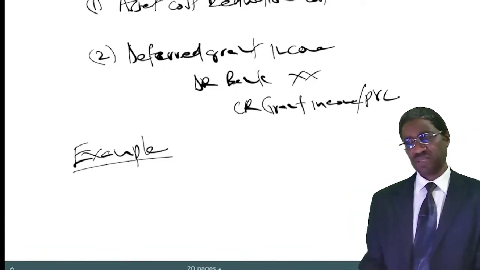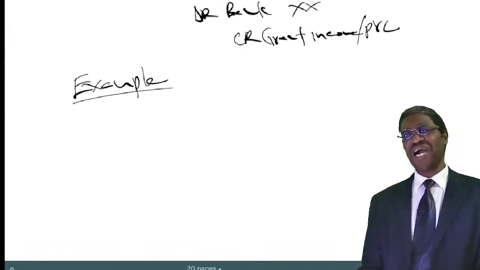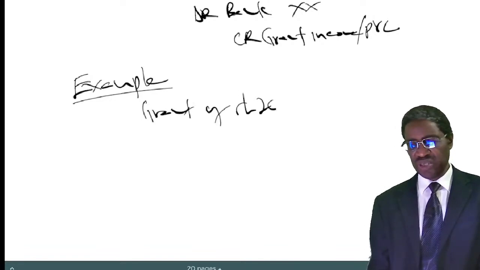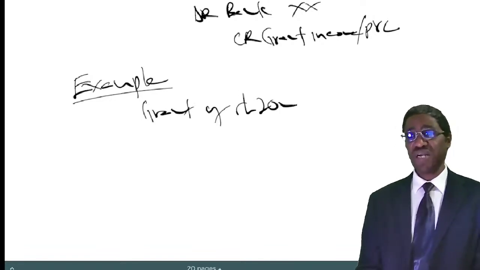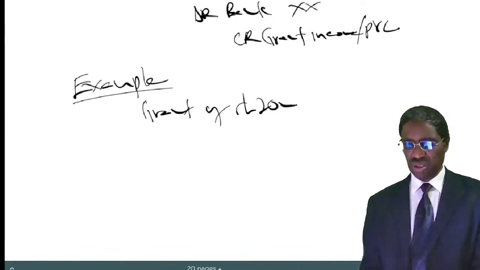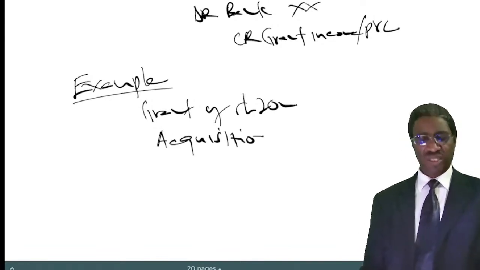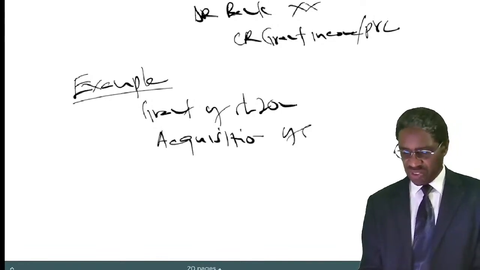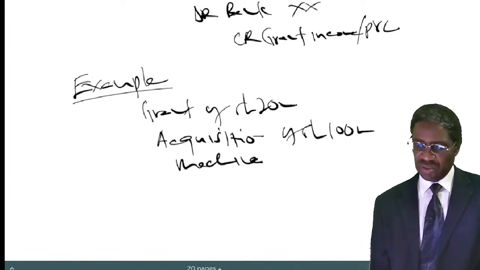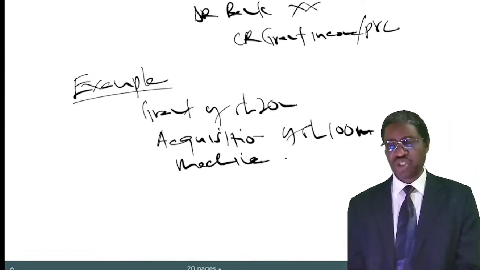ABC Limited received a grant of shillings 20 million towards the acquisition of a shillings 100 million machine.